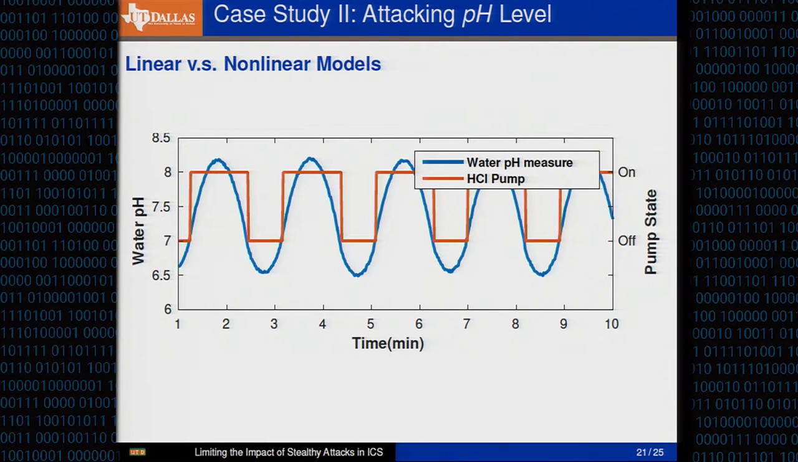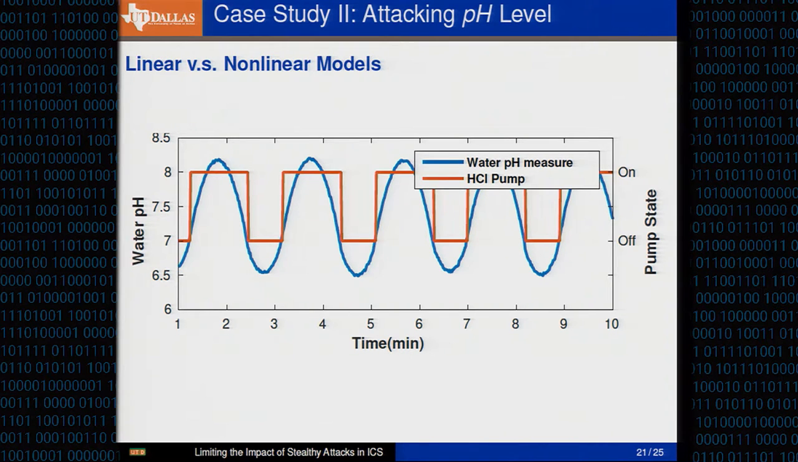And for this, we are going to use the case of the water pH. Here, the PLC sends a signal to turn on a hydrochloric pump every time that the pH goes too high. And if it's too low, it turns off the pump. The important part here that I want you to understand is that a very low level of pH, in particular below 5, can damage the system.